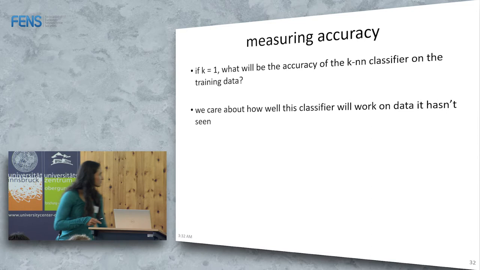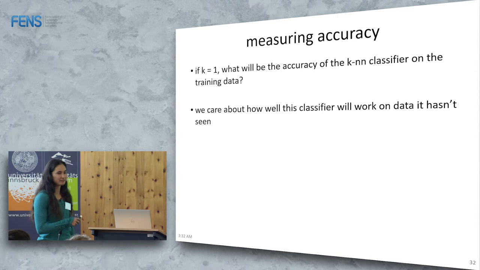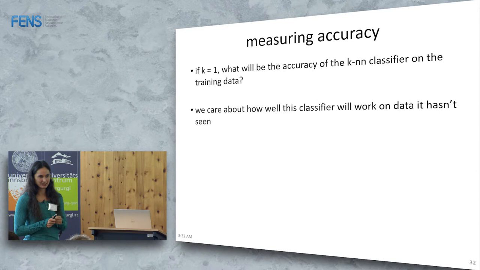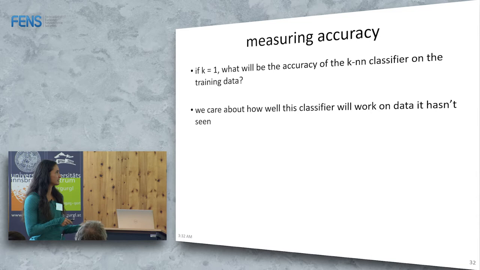So we don't necessarily care about how well our classifier is performing on our training data. Think about our one nearest neighbor classifier. How well do you think that will be doing on the training data? How accurate will that be? You have all of your training instances. Your new instance is going to be one of those training instances. The closest example to that will actually be itself. So it will give itself the right label, right? So on the training data, the accuracy of a one nearest neighbor classifier is 100%.